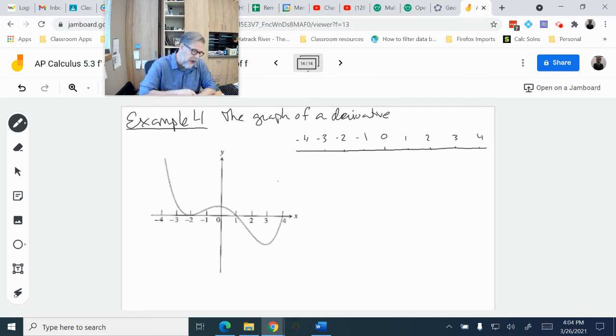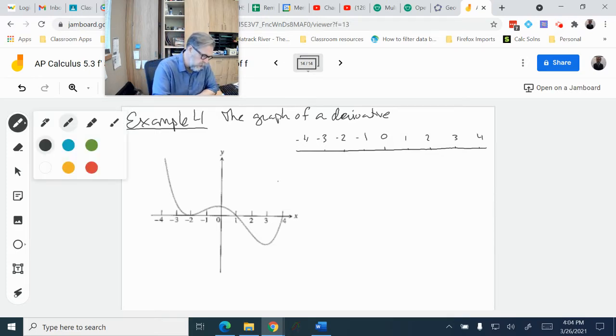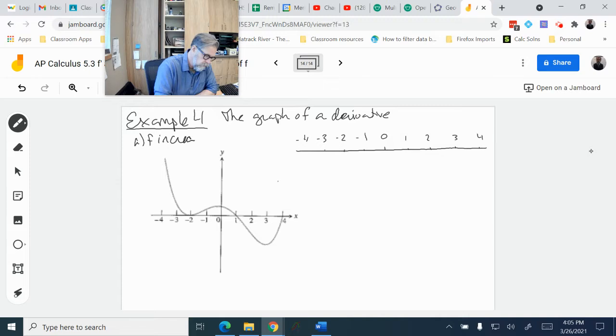So if we get a graph of rate of change, then what we want to do is just sort of analyze that. And the first question that we're going to ask ourselves is, where is our function increasing? Well, our function is increasing when the derivative is positive.